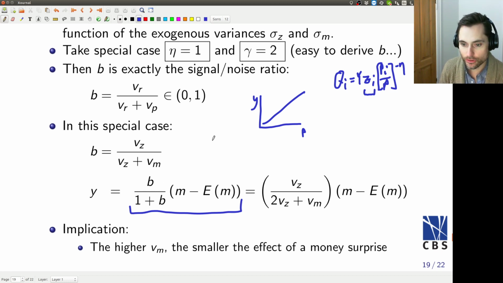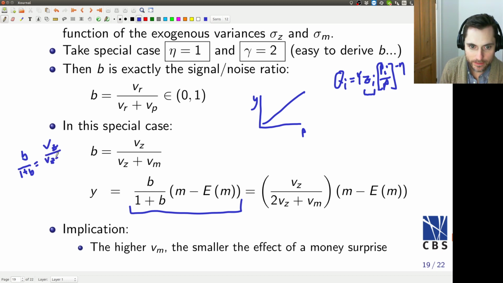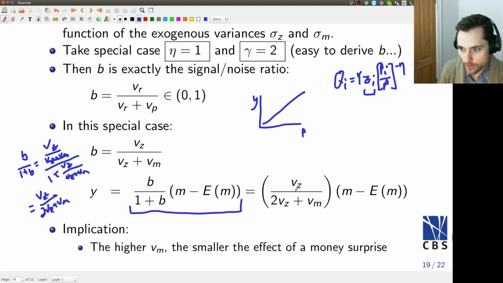So for instance, if you just do b divided by 1 plus b, that is vz divided by vz plus vm, divided by 1 plus vz divided by vz plus vm. Okay, so there's going to be vz plus vm here. We're going to be able to cross out these terms, and we're going to be able to write that this is equal to vz divided by 2vz plus vm, which is what we have here. Okay, so that's what we get.